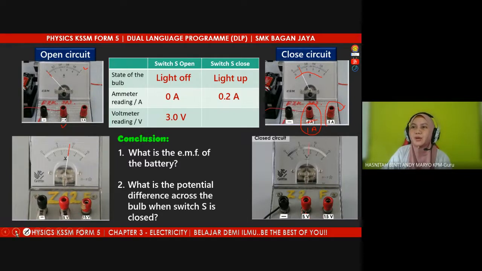So now back to the reading on the voltmeter, students. It now shows here 2.7. I hope you can see the reading.